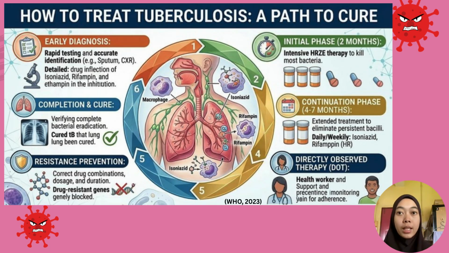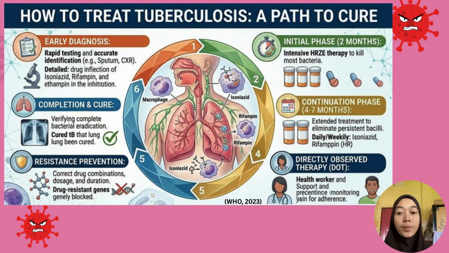The fourth step is directly observed therapy or DOT. In this method, healthcare workers monitor and support patients while they take their medication. This helps ensure the patient follows the treatment correctly and consistently. DOT is very important because incomplete treatment can cause treatment failure and drug-resistant TB.